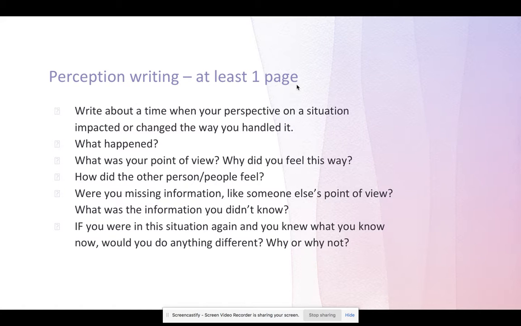What happened? What's your point of view? Why did you feel that way? How did the other person or people involved feel? Were you missing information? Was there something you didn't know? What was that? And if you were in this situation again and you knew what you know now, would you do anything differently? So let me give you an example.